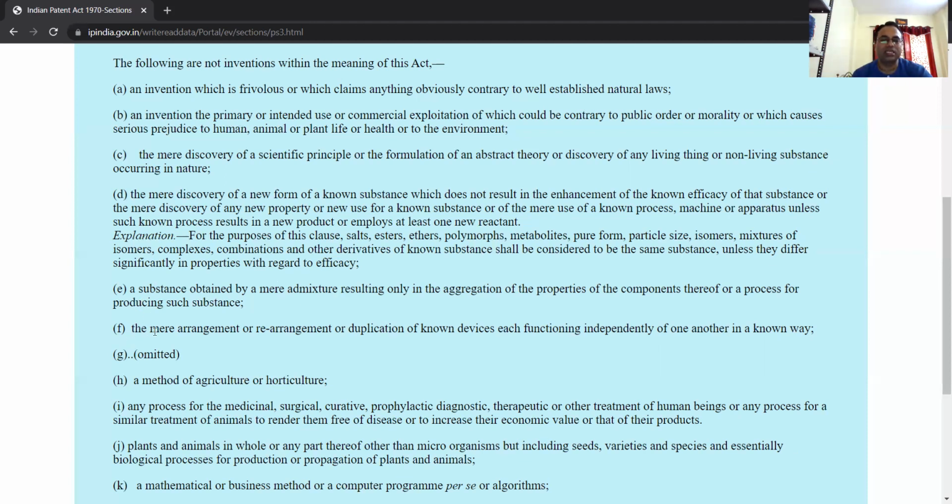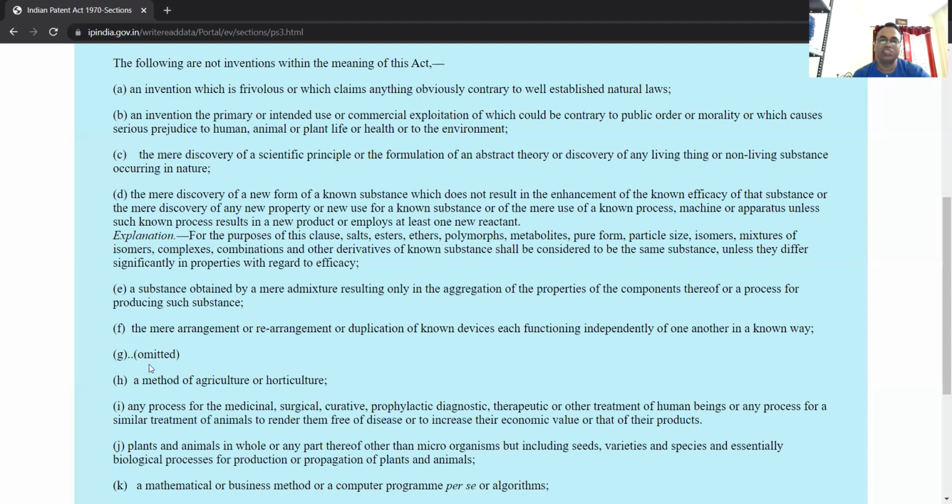Similarly, Section 3F says the mere arrangement or rearrangement or duplication of known devices. So if you have known devices, for example, you set up a machine where there are many process steps. One is grinding. You grind first, then you separate the particles based on size, then you take out the particles which are small, and then you again grind, again separate, and so on. Similarly you have many such separation processes, and then you mix it together. All devices can function independently of one another. That means the crushing and grinding device does not depend on the device which separates the particles based on size. So they can function independently of each other. Just merely combining them together does not make it patentable.